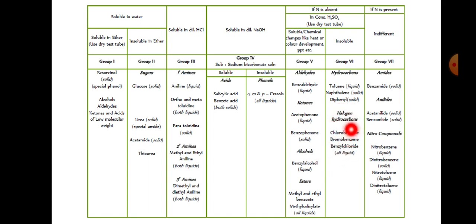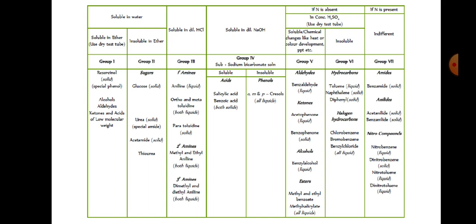So these are usually aromatic compounds and they have a very peculiar characteristic odor, which also helps you in the preliminary test to identify these compounds. Then usually you have a very rare possibility of getting a compound from group 7, which are basically the benzamides, anilides and the nitro compounds. So here nitrogen is present. Okay, so if you get a positive nitrogen test, then there is a strong indication that your compound could be in group 7.